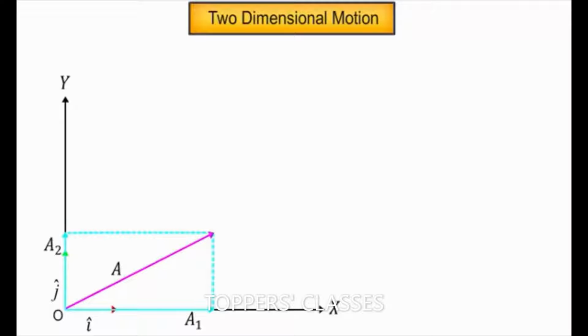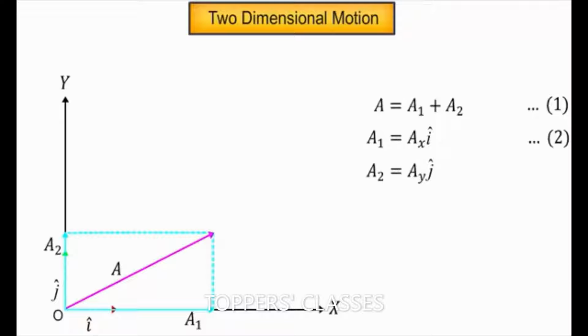Hence, we can write A is equal to A1 plus A2. Let this be equation 1. As A1 is parallel to i, you can write A1 is equal to AX i. Let this be equation 2. Similarly, A2 is equal to AY j. Let this be equation 3. Substituting 2 and 3 in 1, you get A is equal to AX i plus AY j.